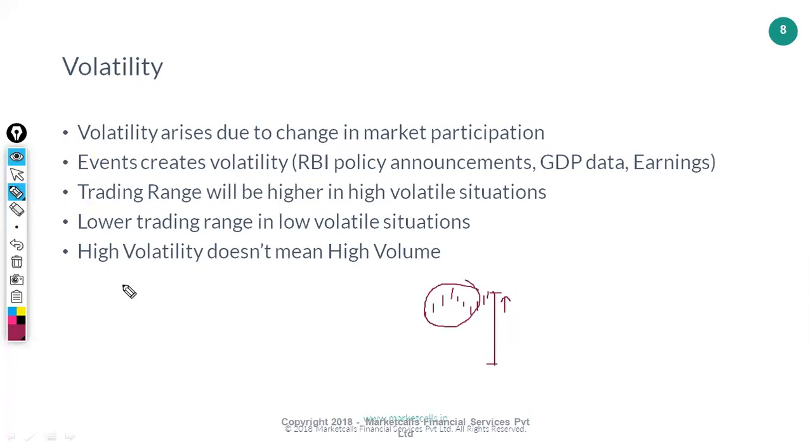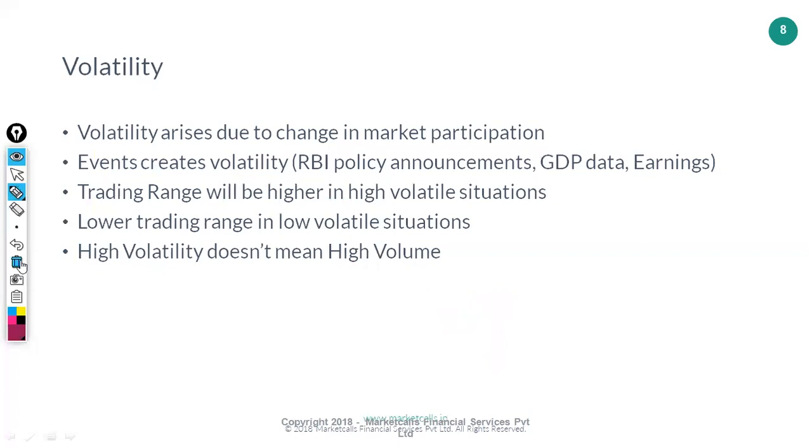High volatility doesn't mean high volume, right? Volume is something related to liquidity. So high volatility doesn't mean high volume. Even with low volume, we can see high volatile situations, which usually arise when there is a news-based event. Even the market could drop with a low volume also, right?